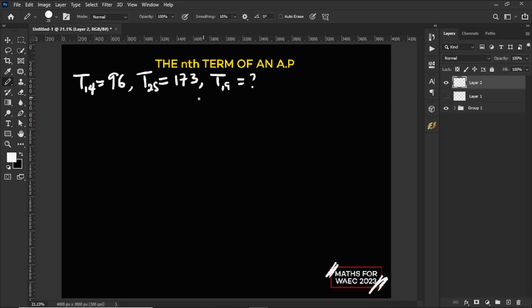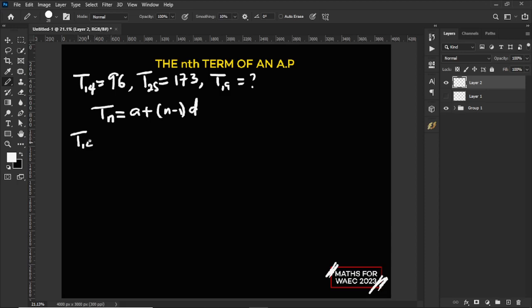Who can tell me what is stopping us from getting the 19th term? Sir, we're not given the common difference. So to get our A, we're not given A. So we are having an issue with getting our first term and the common difference, right? Let's first of all recall that the nth term of an AP is given as Tn equal A plus (n minus 1) times D.